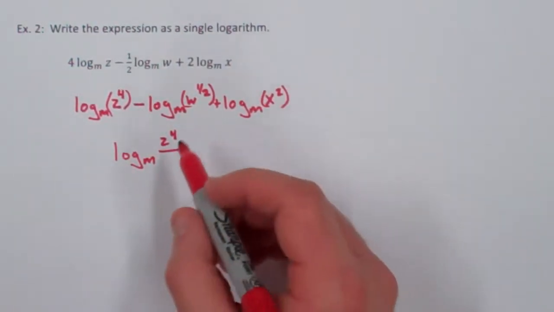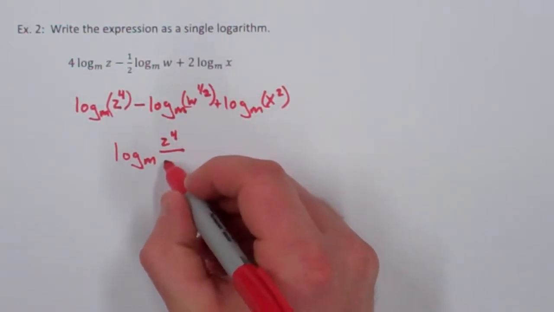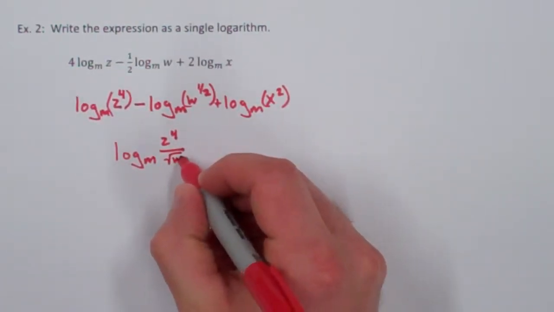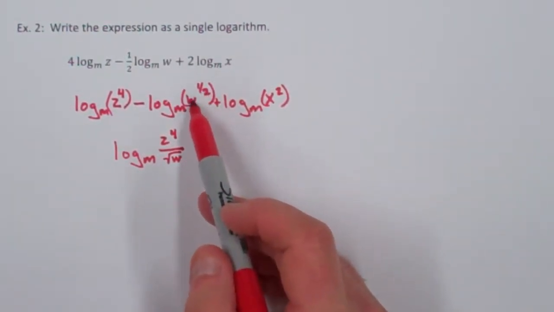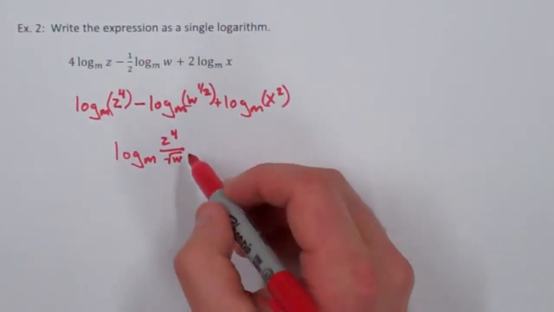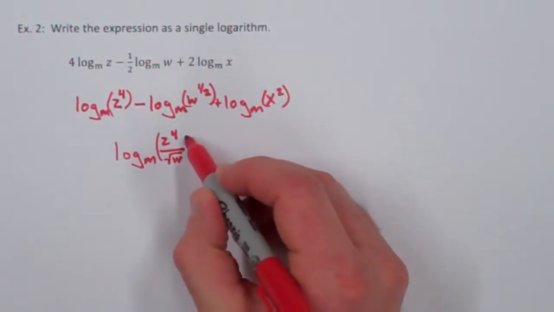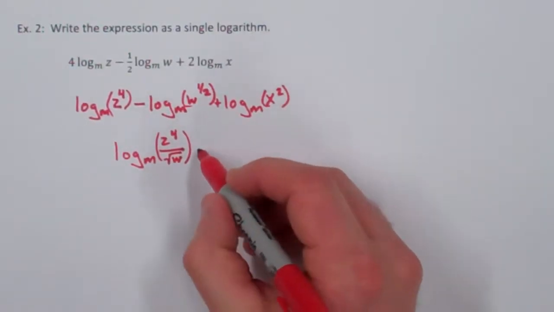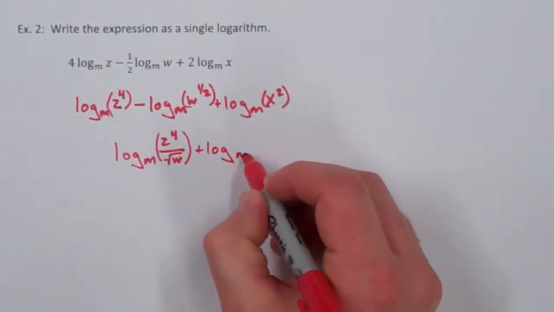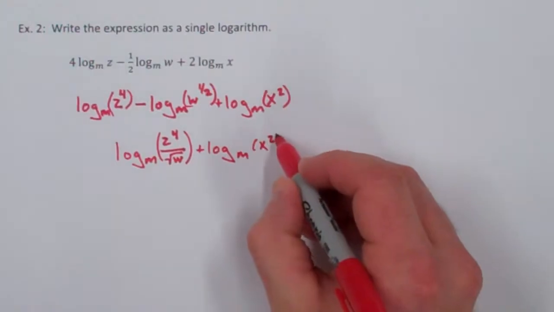exponents. So in this case, either one would be okay, but I'm going to change this into the square root of w. W to the 1/2 is just the square root of w. We still have, and this is all in that argument position right here, plus log base m of x squared.